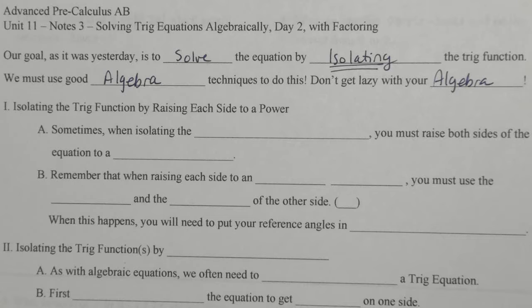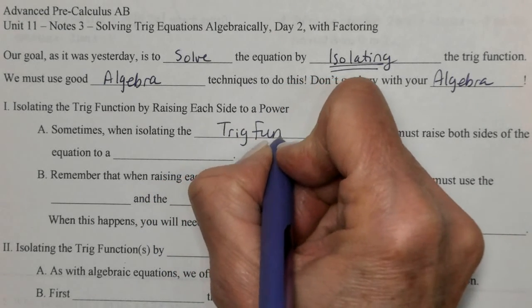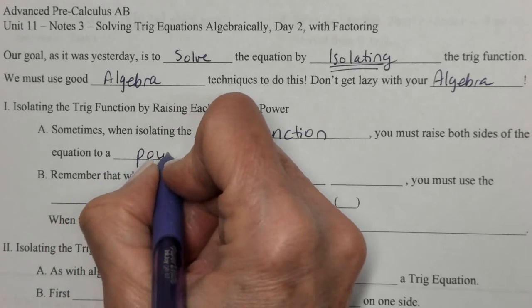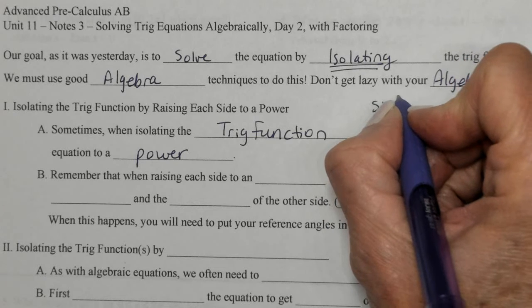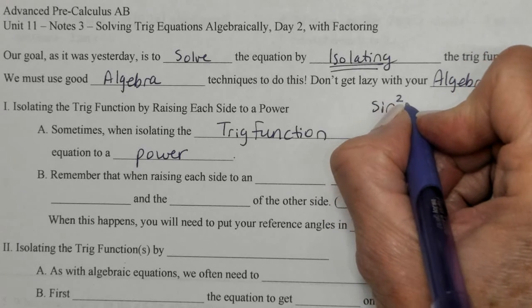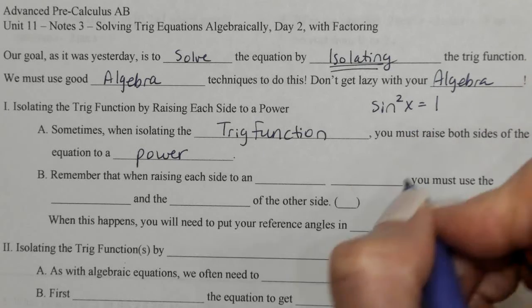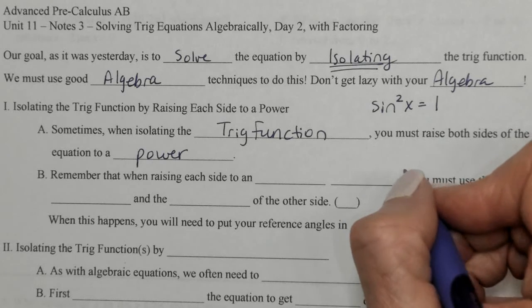Alright. Number 1, isolating the trig function by raising each side to a power. Sometimes when isolating the trig function, you must raise both sides of the equation to a power. Okay? If you had sine squared x is equal to 1, you would have to square root both sides. That's raising both sides to a power.